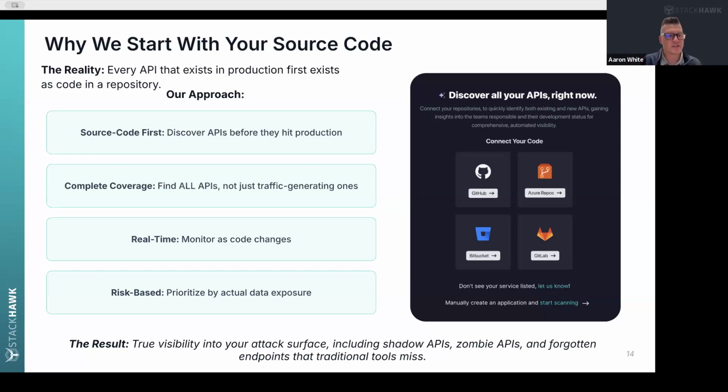So as we are seeing code changes in API discovery, we're also reanalyzing for sensitive data, along with commit activity. And we're providing you with that risk-based prioritization, so that you can better plan and execute your testing strategy, and ultimately giving you true visibility into your attack surface, including zombie and shadow APIs and forgotten endpoints that traditional tools just sort of miss.